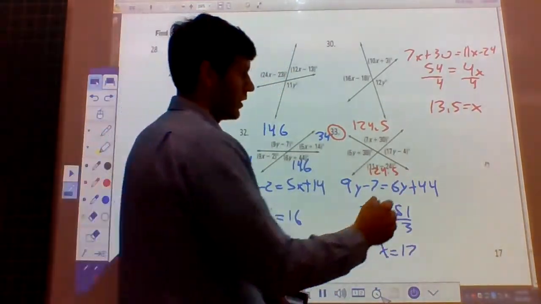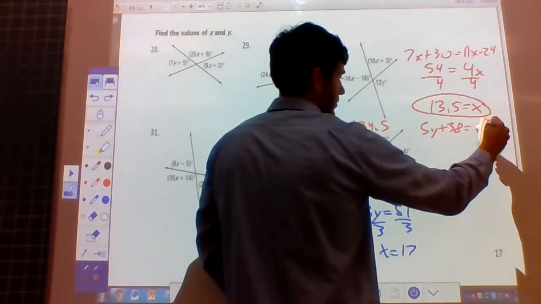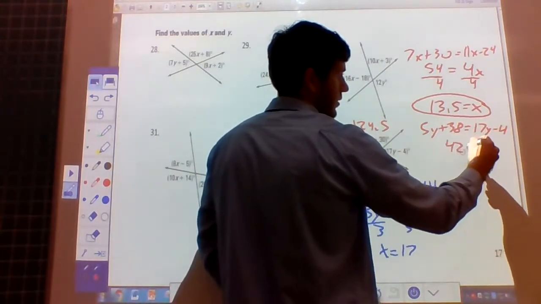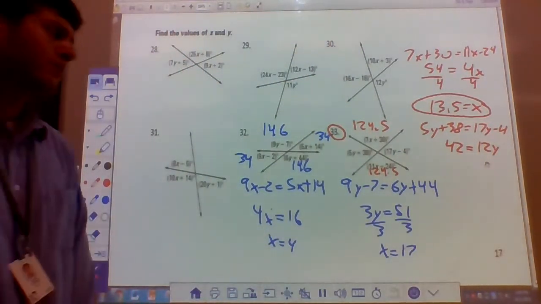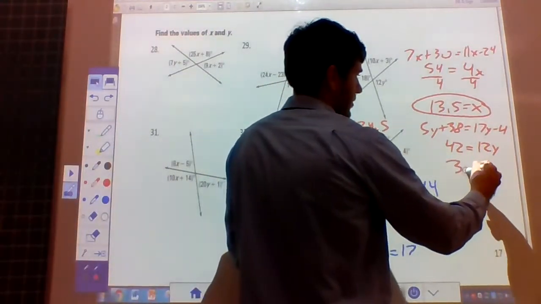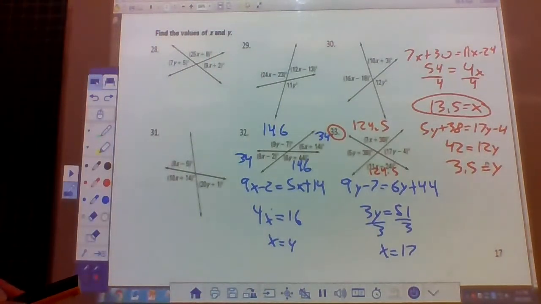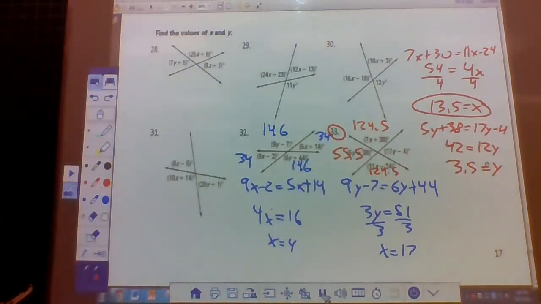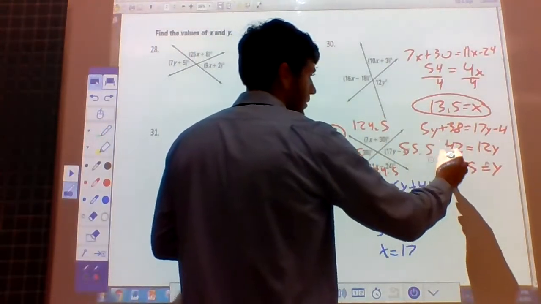Okay, and then we can do 5y plus 38 equals 17y minus 4. So that's going to be 42 is 12y. So that's going to be 3.5. So let's plug 3.5 in. So 5 times 3.5 plus 38, 55.5. That looks good. And then 17 times 3.5 minus 4 is 55.5. That looks good as well.